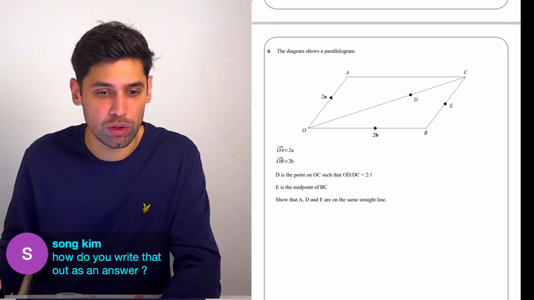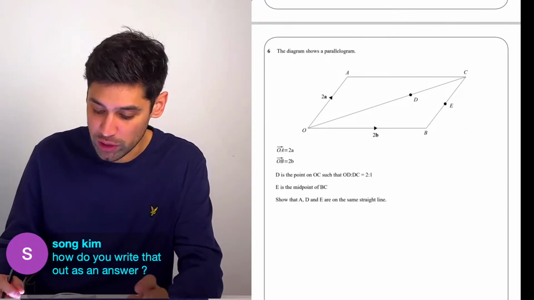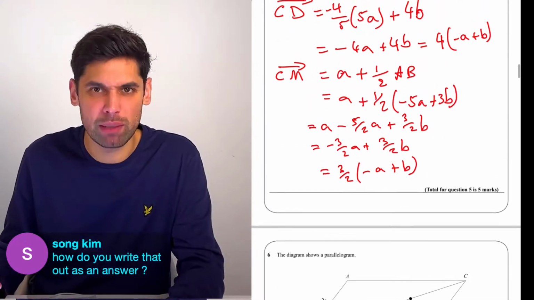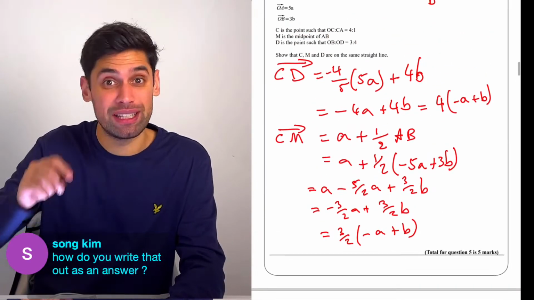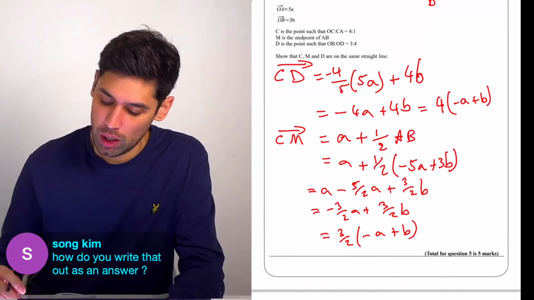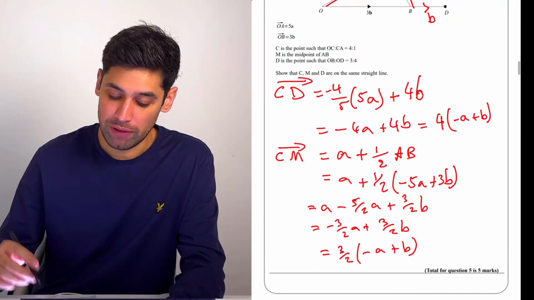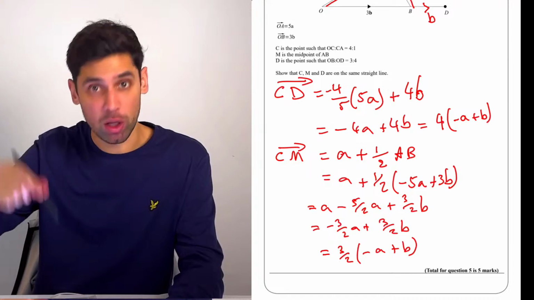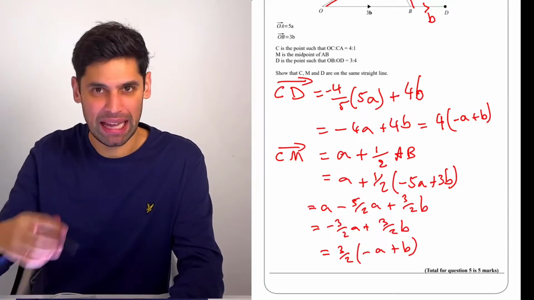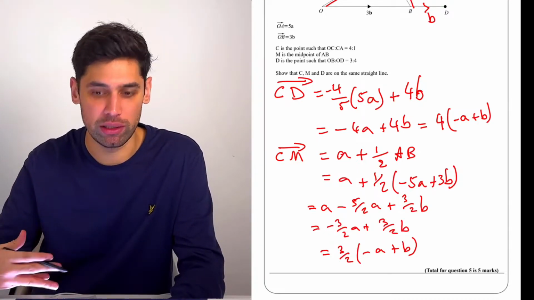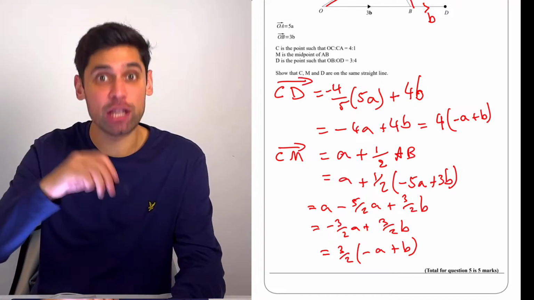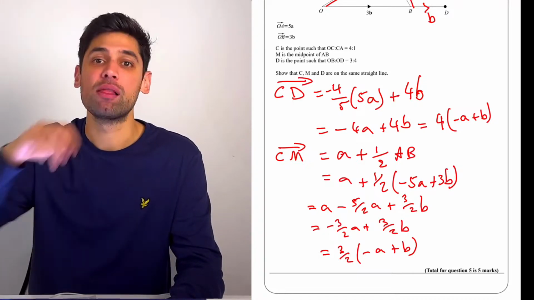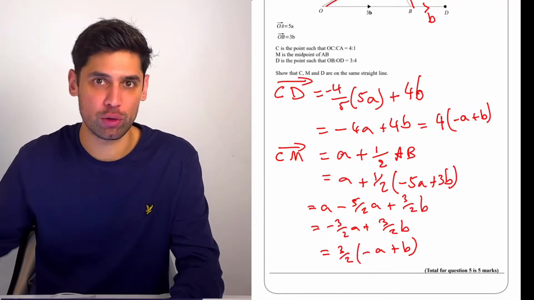Sticking to that last one, Song Kim, how do you write that out as an answer? Very good question. It's actually going to be just literally writing a bit of a sentence. So just actually stating the words I said, which were vectors CD and CM are multiples of each other. And that will be shown based on the working you've done. And both go through the point C, therefore proving it is a straight line.